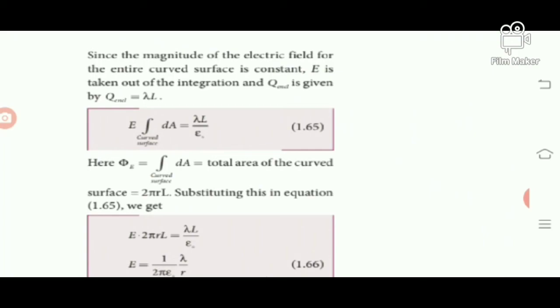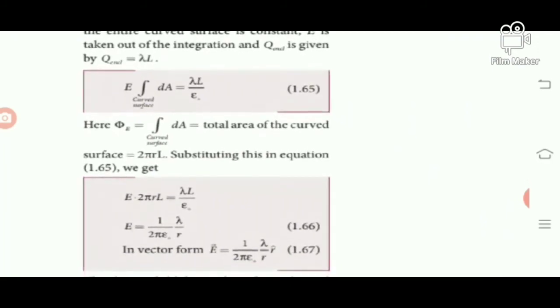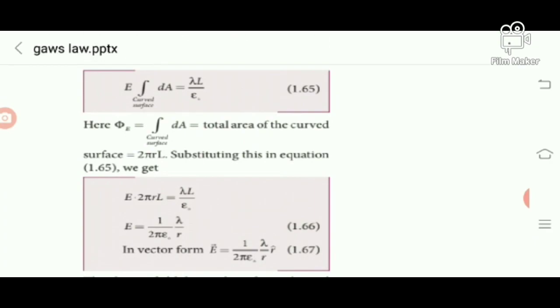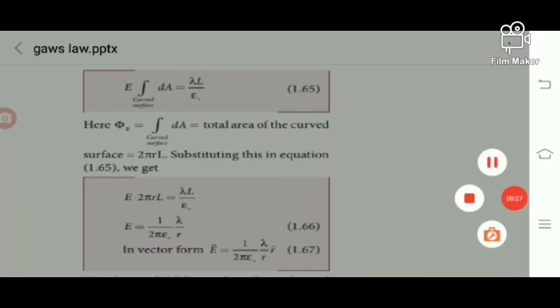Substituting this in equation 1.65, we get E into 2 pi r L equal to lambda L divided by epsilon naught. Now the final equation: E equal to 1 by 2 pi epsilon naught times lambda divided by r. In vector form, E vector equal to 1 by 2 pi epsilon naught times lambda divided by r times r cap. This is the first application of Gauss law. Thank you, students.